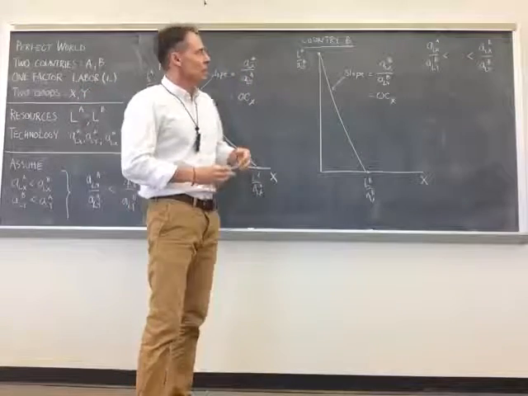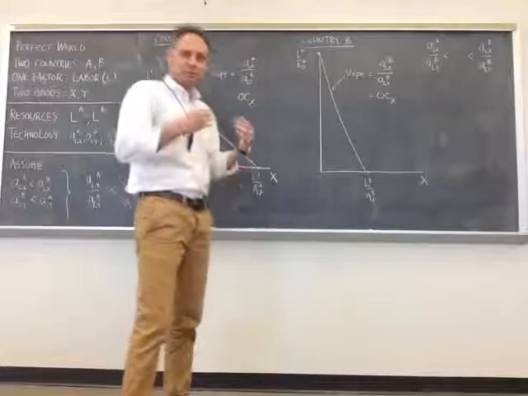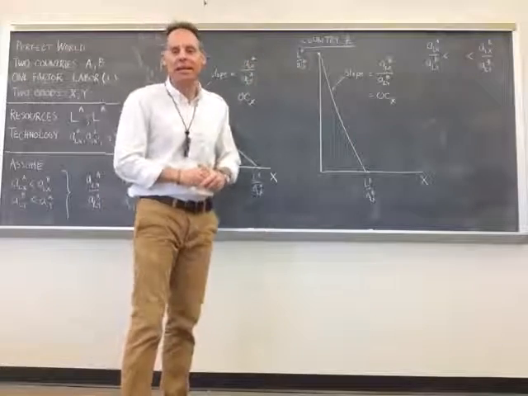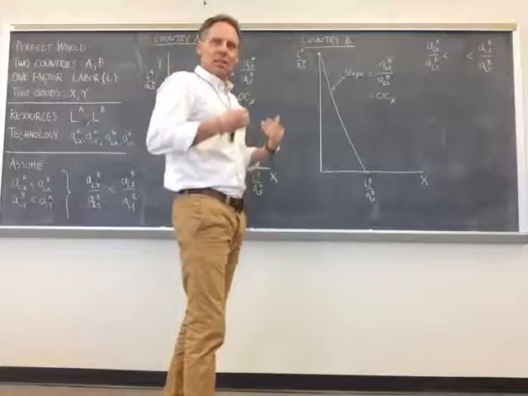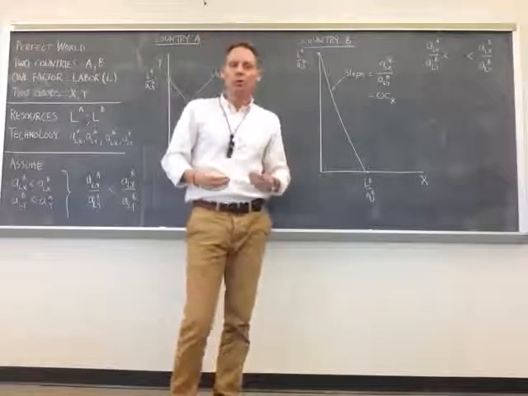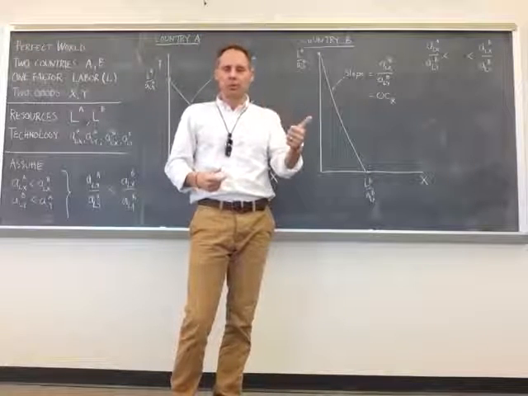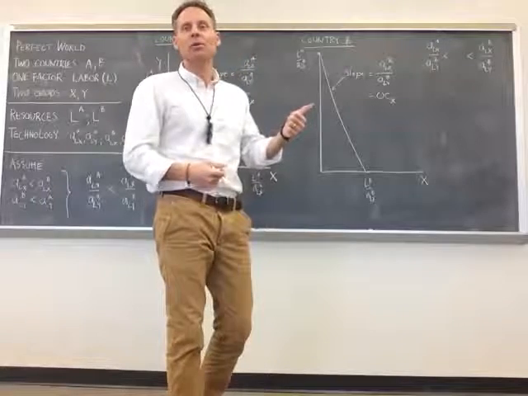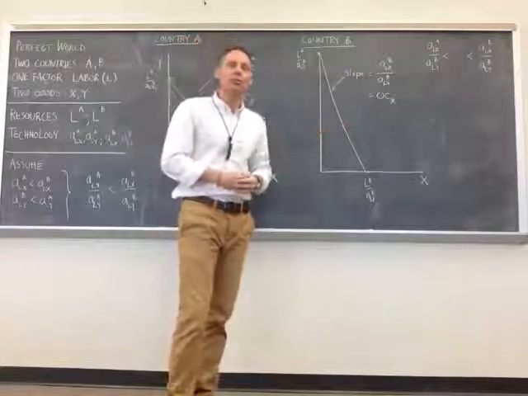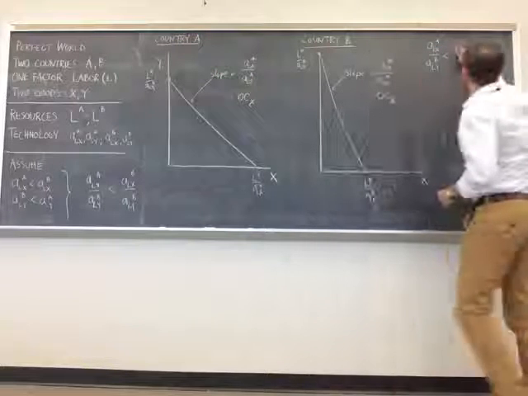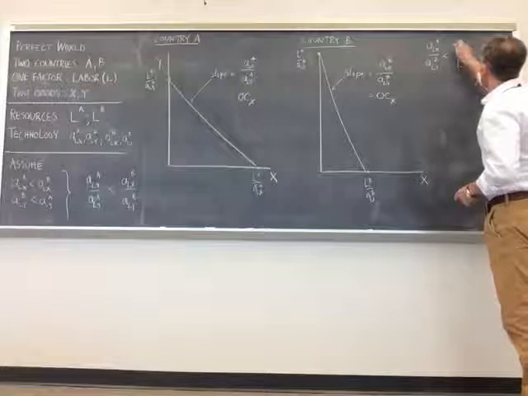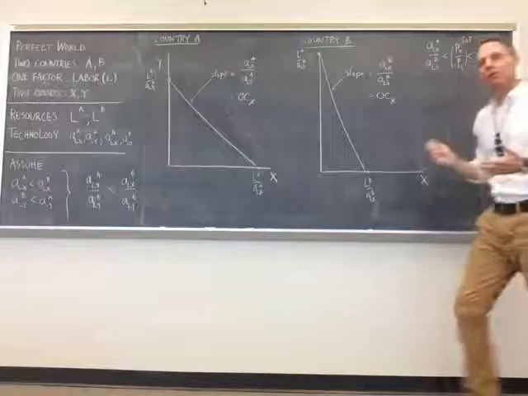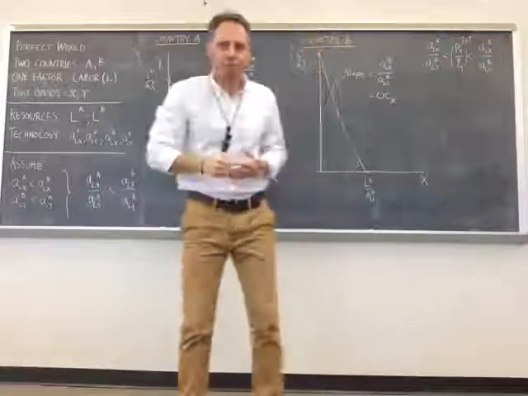For example, if the terms of trade, the relative price of good X, was lower than the opportunity cost in country A, then what that would mean is that country A would give up more units of Y to produce a good X than they can get when selling that good X to country B. Obviously, they don't want to do that. So we know that our relative price, our terms of trade, is going to have to be in between the two countries' opportunity costs.